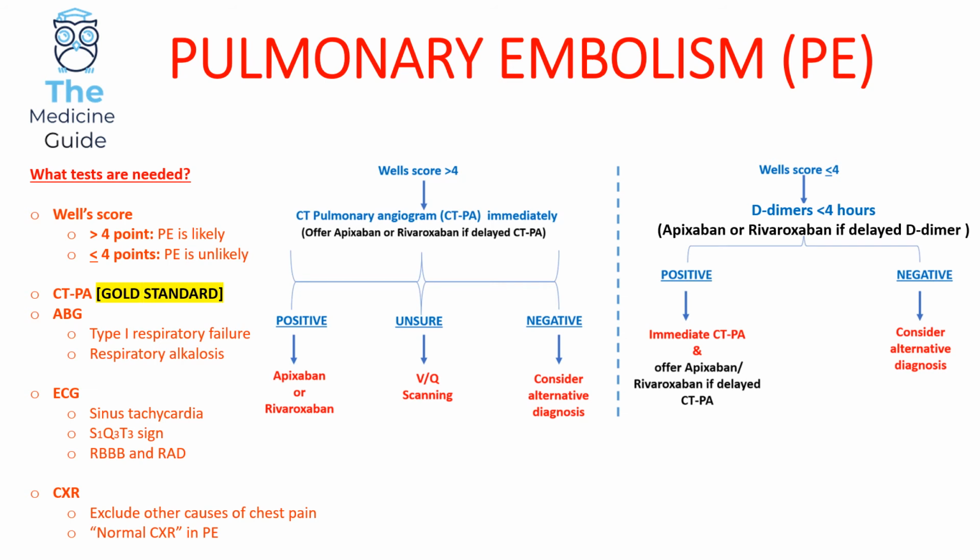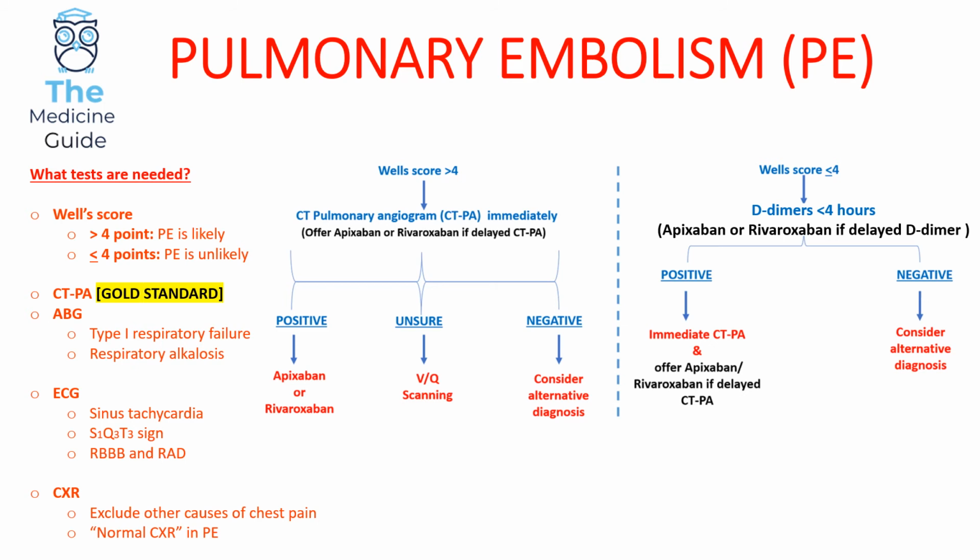But if your Wells score is equal to or less than 4, you need to perform a D-dimer test within 4 hours. Now, if the D-dimer test has been delayed, you need to offer the patient apixaban or rivaroxaban. Now, if the D-dimer test is suggestive of a PE, then you need to perform a CTPA immediately, and similarly, if the CTPA has been delayed, then offer the patient apixaban or rivaroxaban whilst you're waiting. If the D-dimer test is negative, then it's unlikely to be PE and consider an alternative diagnosis.